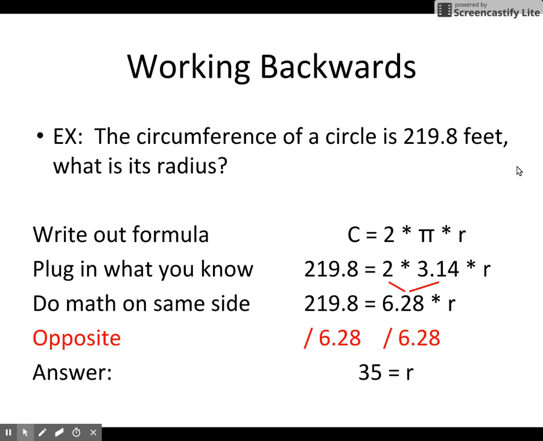So once again, the same example. You're given 219.8 feet. You need to find the radius. Write the formula, circumference equals 2 times pi times r. Plug in what you know. So you know the circumference is 219.8 feet equals 2 times pi, which is 3.14, times r. Do the math on the same side. So 2 times 3.14 is 6.28 times r. You divide both sides by 6.28. R is going to equal 35.